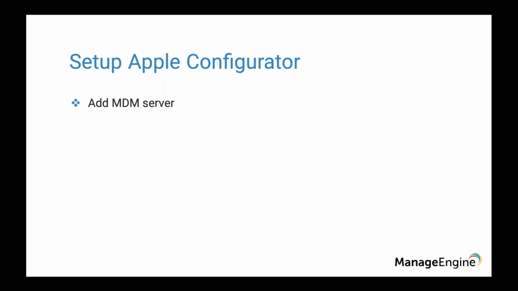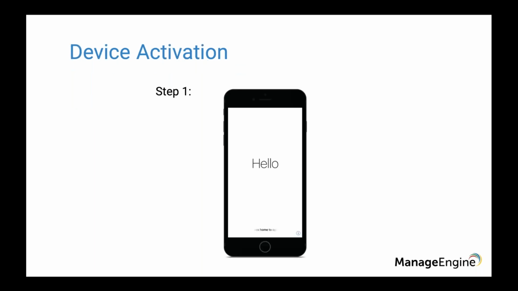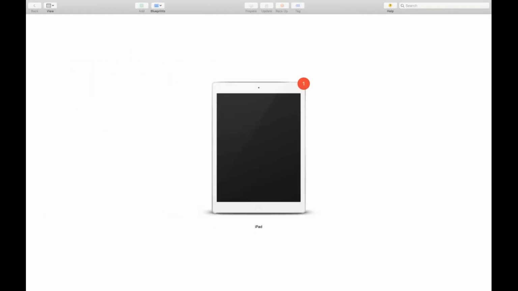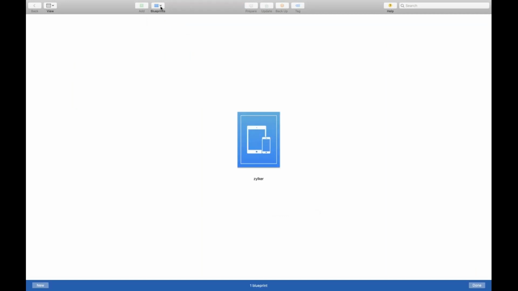So to first go ahead, we'd have to set up the Apple Configurator services, wherein we would have to add the MDM server and then configure the iOS setup assistant. So let's see how that pans out. So this is the Apple Configurator services. Remember, I had mentioned that you would have to create something called the blueprints. So here you click on the edit blueprint option.